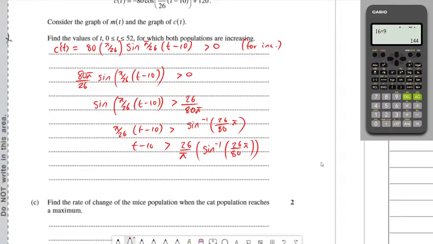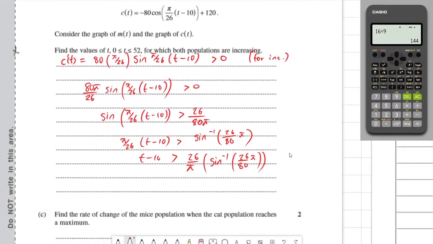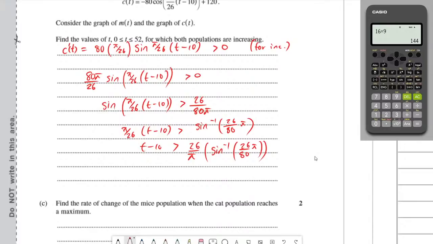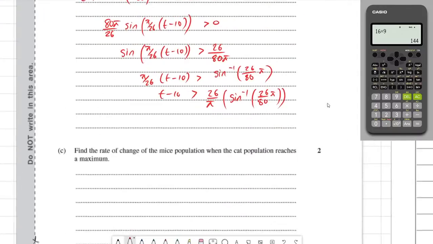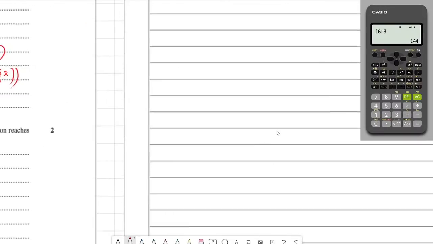For a 2 marker though, isn't it? It's a lot of work. Oh no, it's a 3 marker. Just ignore it and move on. Bloody hell, this is way too late to be doing a maths exam. Okay, and that's the end of the paper.